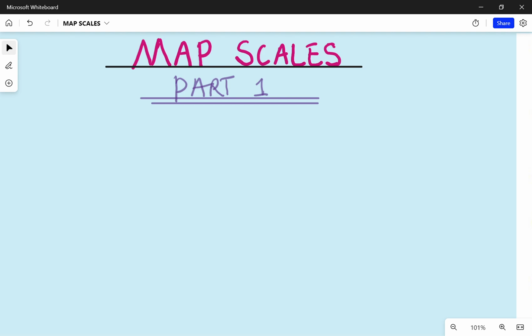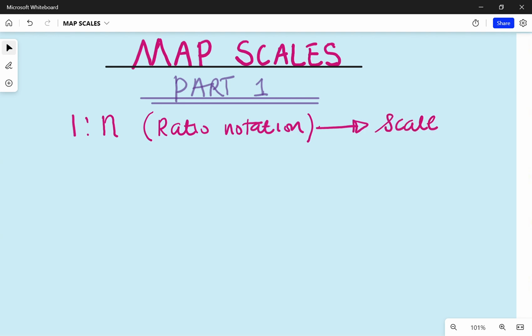So this is scale. We also call it representative fraction, or just a scale. Now, when we represent it in the form of a ratio, like 1 to n, this is in ratio notation. So in ratio notation, I'm going to call this a scale.